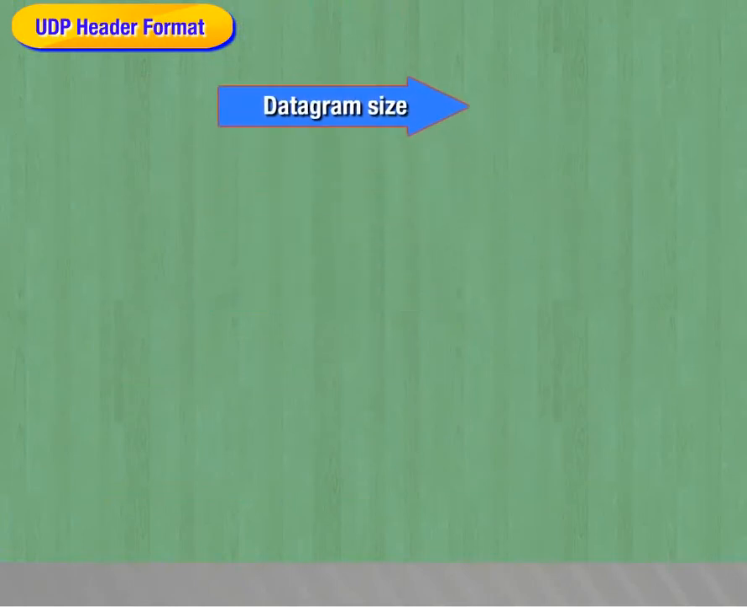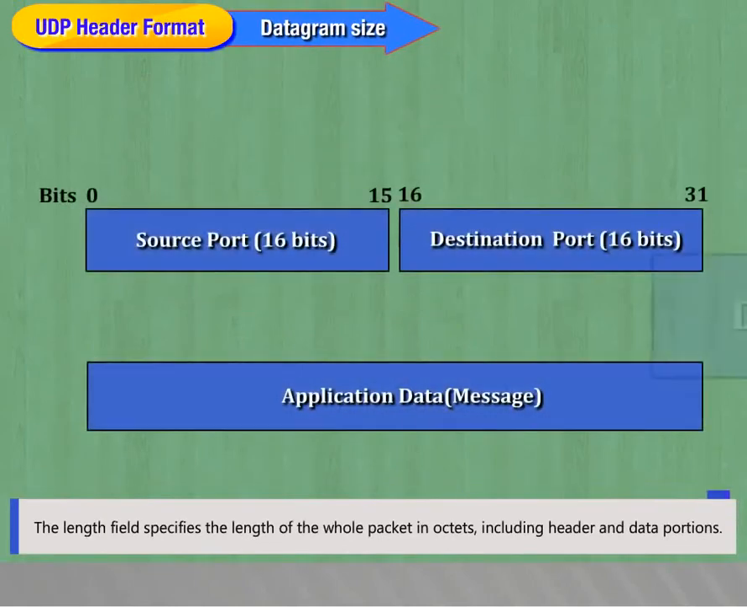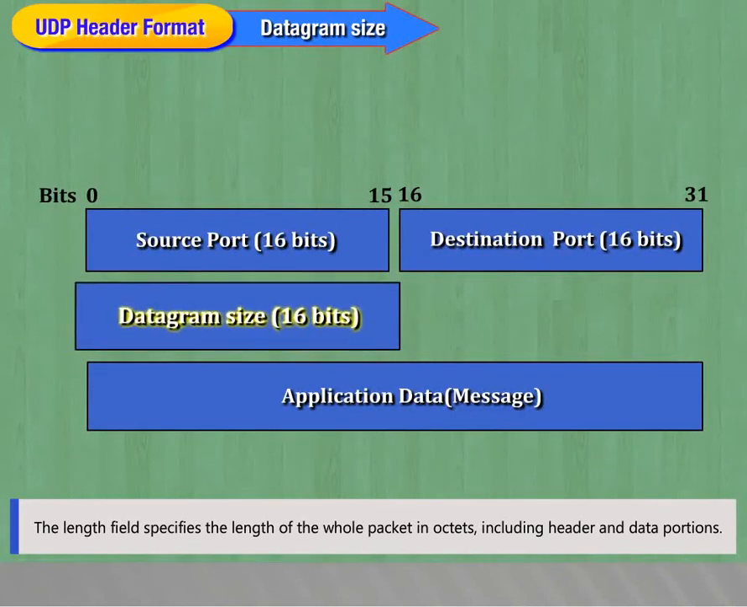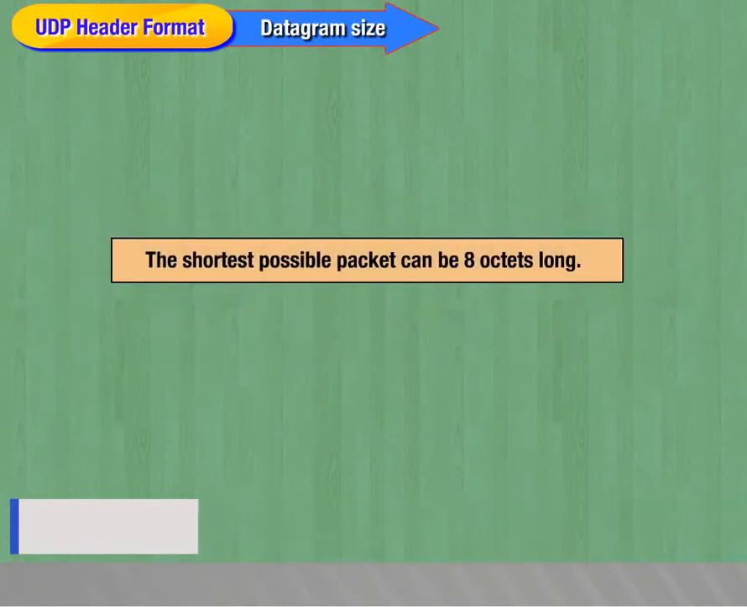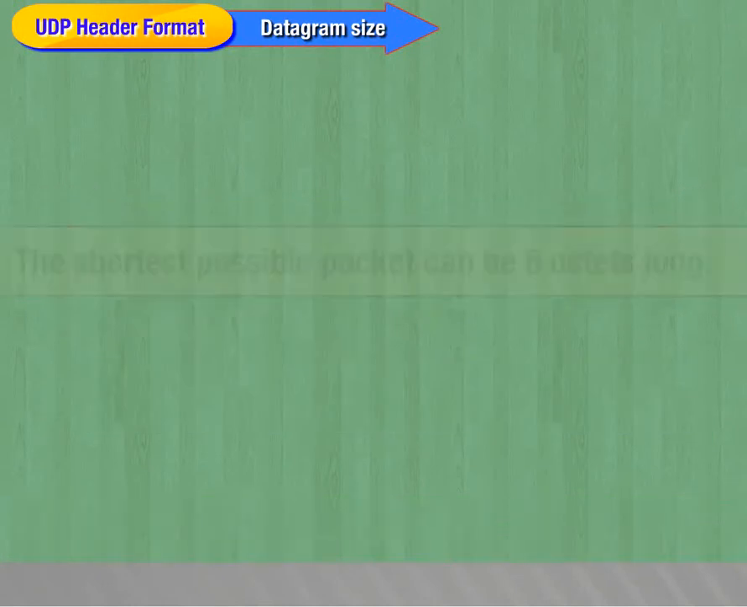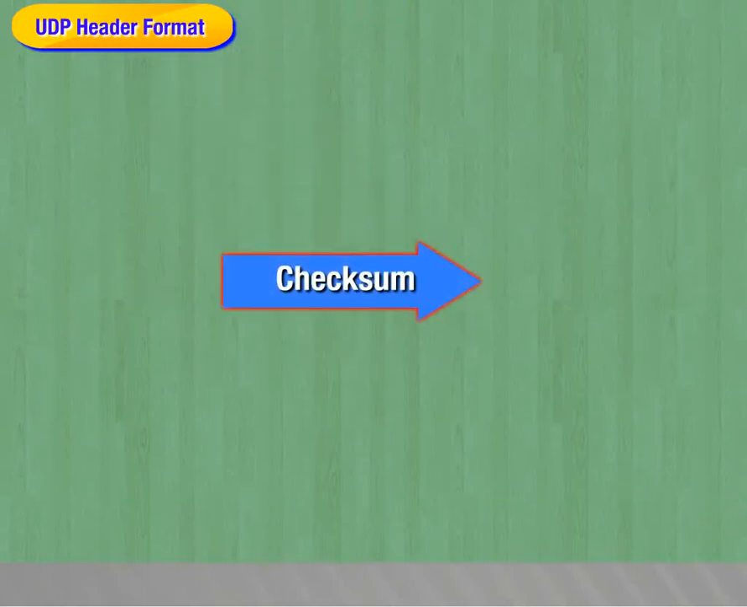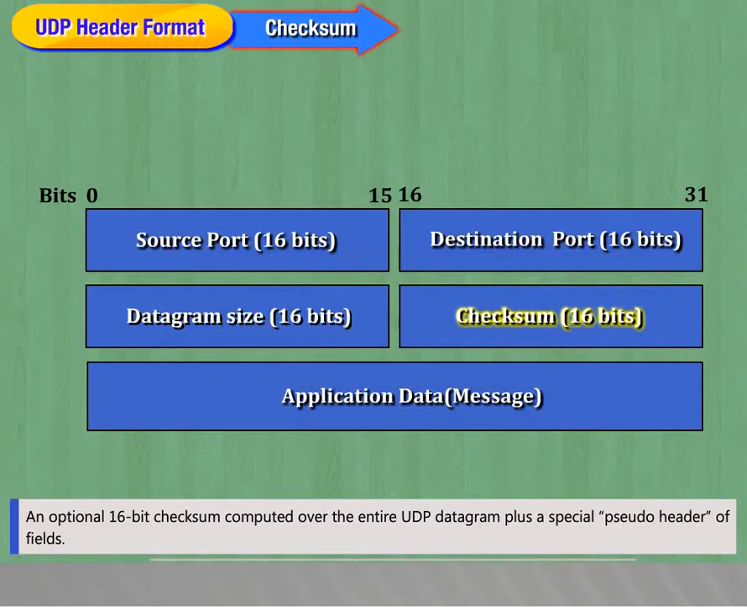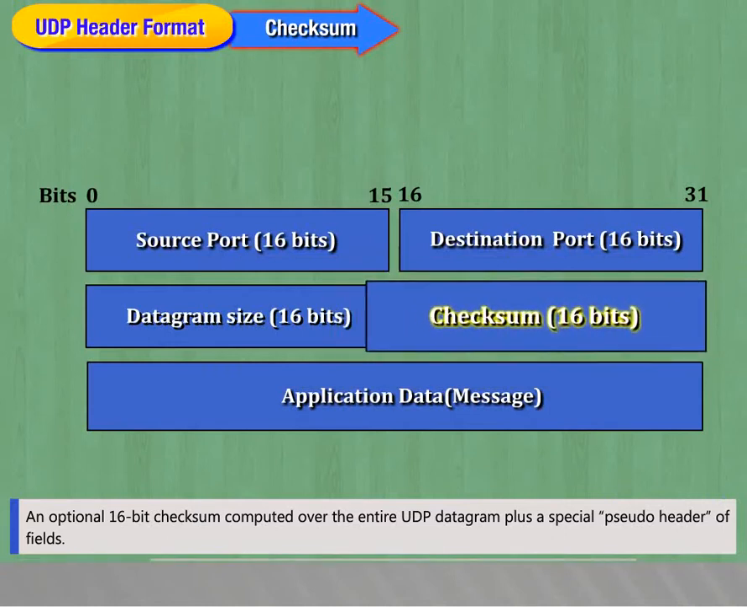Datagram size. The length field specifies the length of the whole packet in octets, including header and data portions. The shortest possible packet can be 8 octets long. Checksum. An optional 16-bit checksum computed over the entire UDP datagram plus a special pseudo-header of fields.